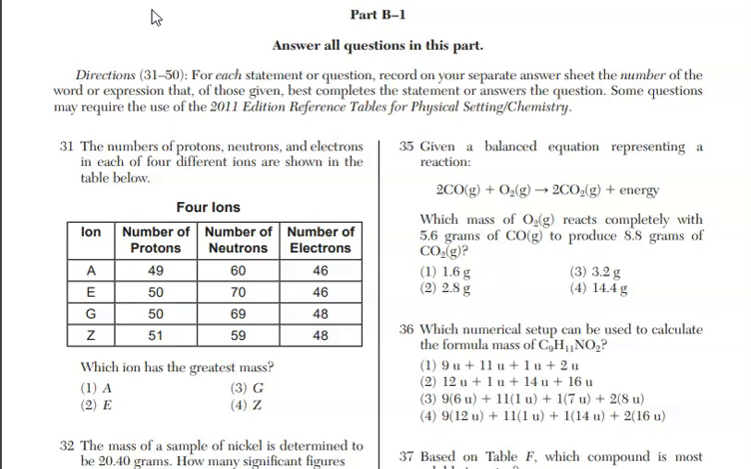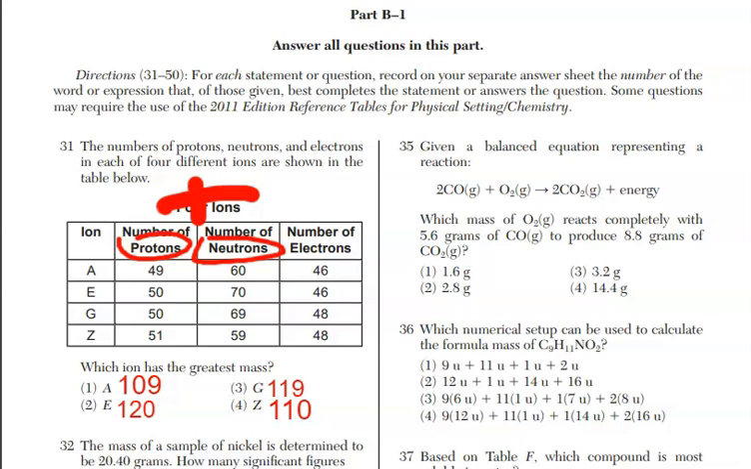Let's take a look. For 31, the numbers of protons, neutrons, and electrons in each of the 4 ions is shown in the table. Which ion has the greatest mass? With your subatomic particles, what you want to remember is it's your protons and your neutrons together, found in the nucleus, that give us the mass of an atom. Electrons have some mass, but it's so small compared to protons and neutrons, we ignore it. All you need to do is just add them up.